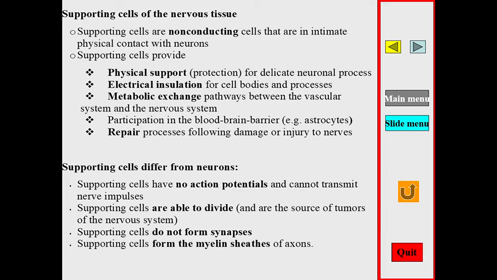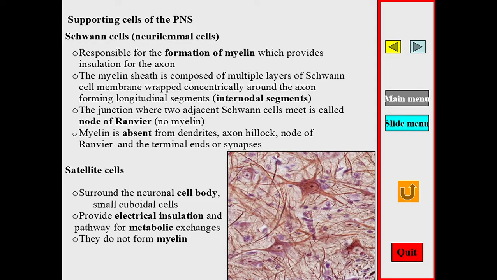Those are generally the differences between the neurons and the supporting cells. Those supporting cells we discussed through our lectures. They are divided into peripheral nervous system supporting cells and central nervous system supporting cells: the cells which are present within the peripheral nervous system, and the cells which are present within the central nervous system.